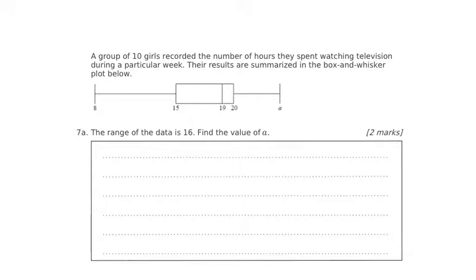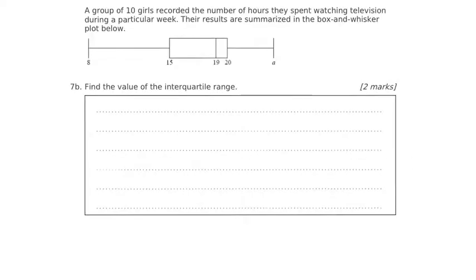Well, the range is the largest value, a, subtract the lowest value, which is 8, and we know that that is equal to 16. So we can write a minus 8 equals 16. So a is 16 plus 8, so a is 24.